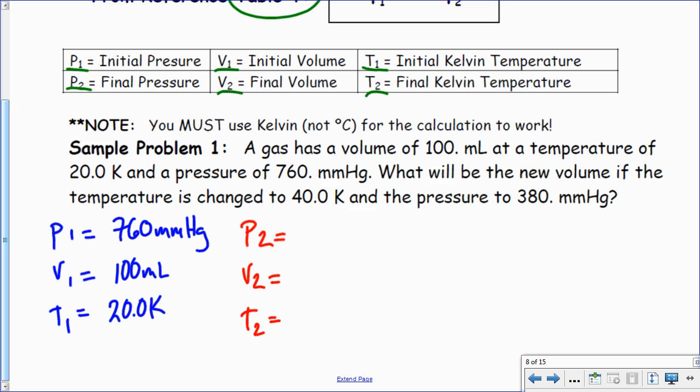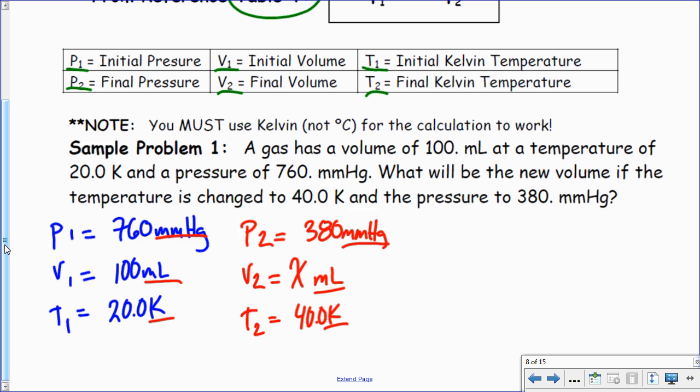One of those is going to be X. What will be the new volume? So X will be our volume, in milliliters, because we want to keep our units the same before and after. 40.0 Kelvin. Okay, kelvins and kelvins, that matches, that's good. And 380 millimeters of mercury. That unit and that unit match. So we have all the information that we need to set up our problem.